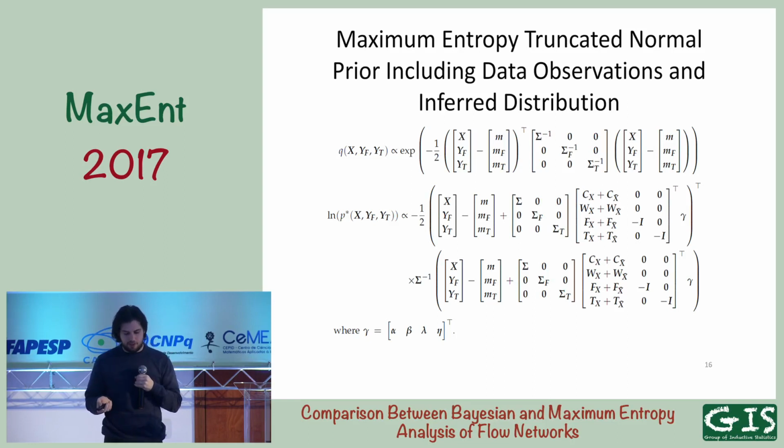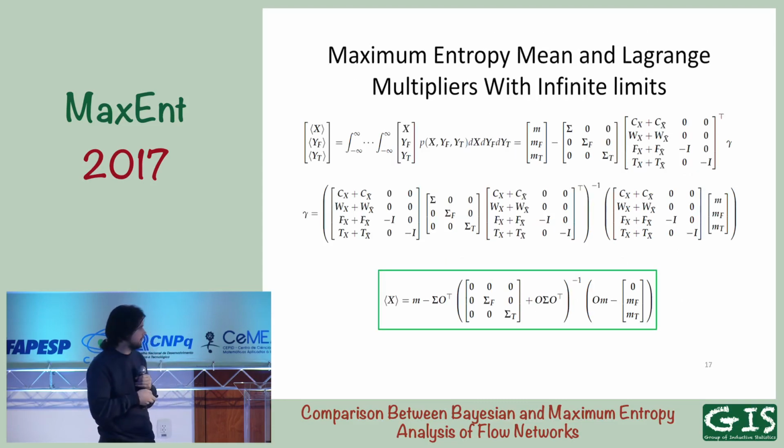I'll need to use numerical methods to solve for them, excluding the case where I have infinite limits, which I'll move on to. With infinite limits, I can continue on, and I end up getting a posterior mean of this form with this Lagrange multiplier, which can then be put up into there to get the entire thing.